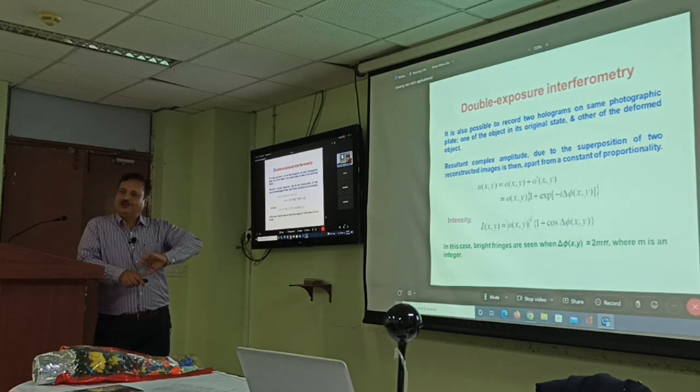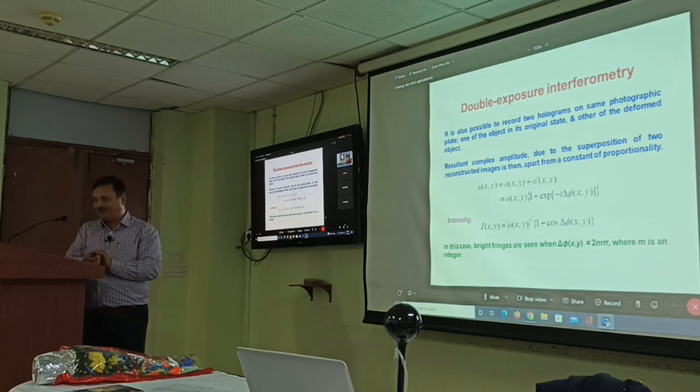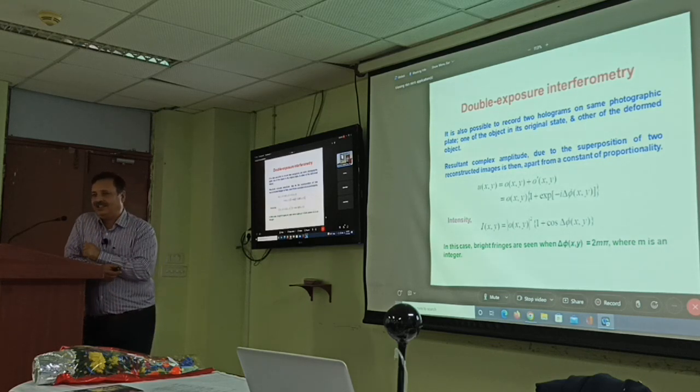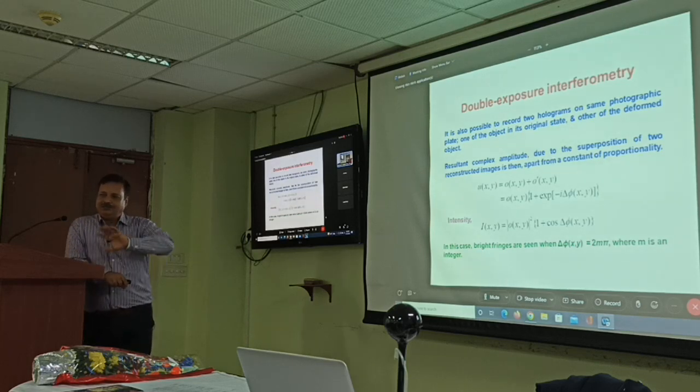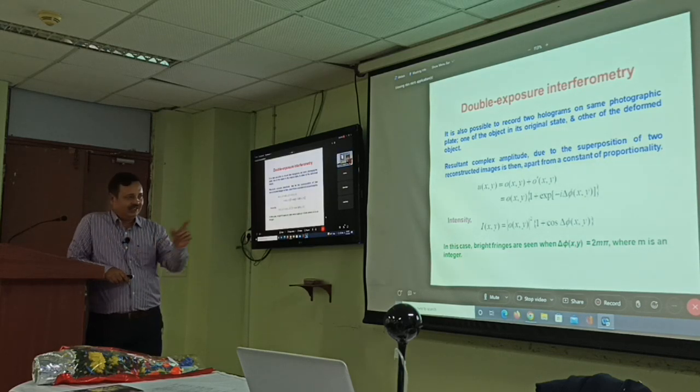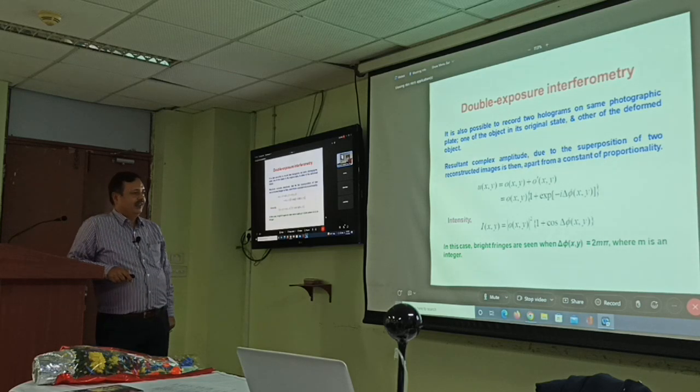Deformation can be of any type. Tilt is a very good application and a very useful research topic for digital holography: if you are tilting the object, how is it going to affect and how can you do that. Here I am generally taking some deformation, not talking especially about the tilt. I will show you one of the examples also. So what will happen in this case? The bright fringes are seen when the phase difference is equal to 2mπ, where m is an integer.